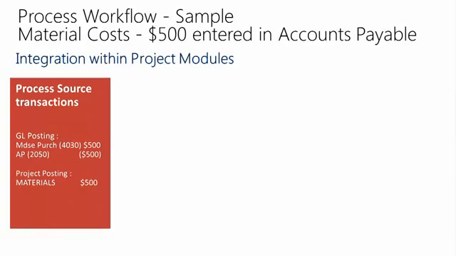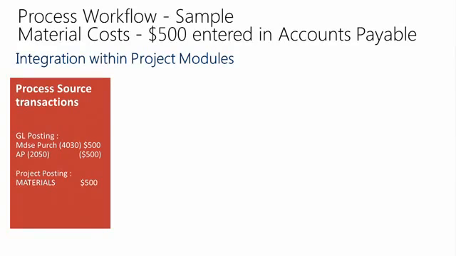Whereas in General Ledger, we're tracking profit and loss at a company level, we want to track that same profit and loss at a job level. So that's what Project is going to offer us when we review the data. So here's an example of how a material cost will work through that workflow we described before.